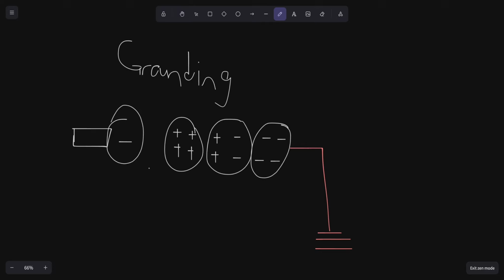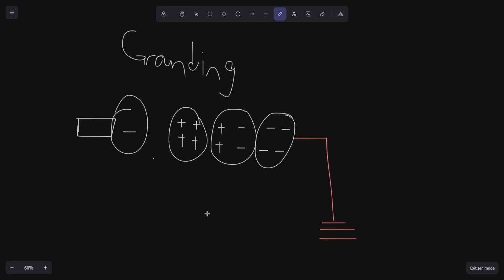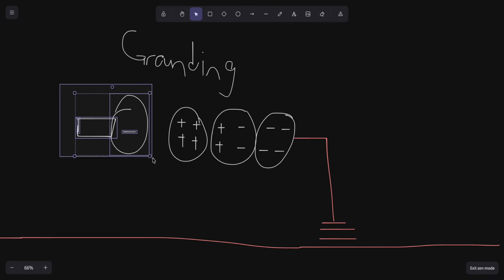So grounding, let's talk about this. This is like an extension of the induction that we're talking about. Grounding refers to essentially connecting whatever object we have to the earth or to the ground, okay? And that allows the charged particles to flow in or to flow out. So in this case, we have this negative charge here, and we are charging our connected object, these 3 balls right over here, via induction.